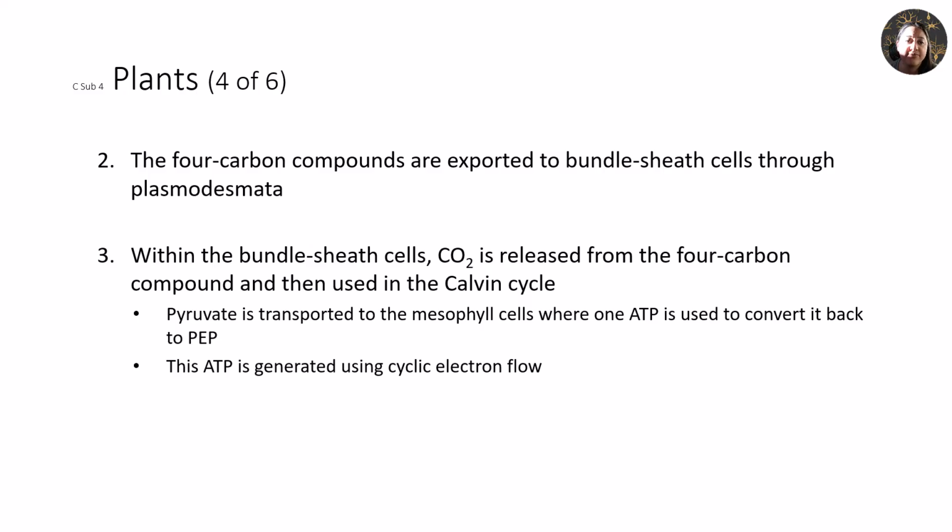Step 2, the 4-carbon compounds are exported to those other cells, the bundle sheath cells, through that connection between plant cells, plasmodesmata. It just shoots it through. And then step 3, within those bundle sheath cells, carbon dioxide is released from that 4-carbon compound and then used in the Calvin cycle. Then pyruvate is transported to the mesophyll cells where 1 ATP is used to convert it back to PEP. And then this ATP is regenerated during cyclic electron flow.